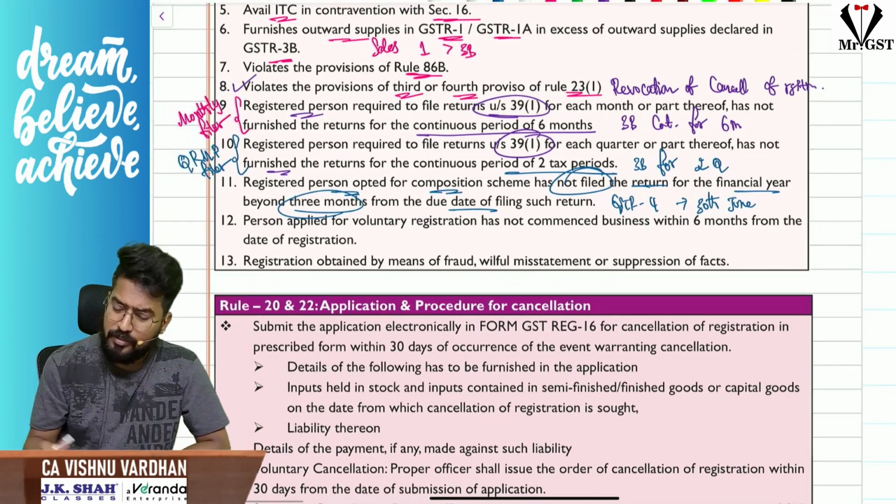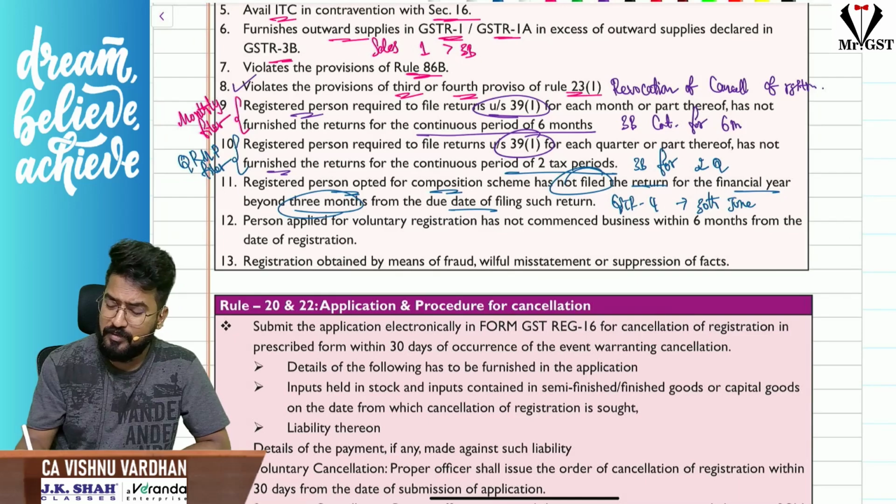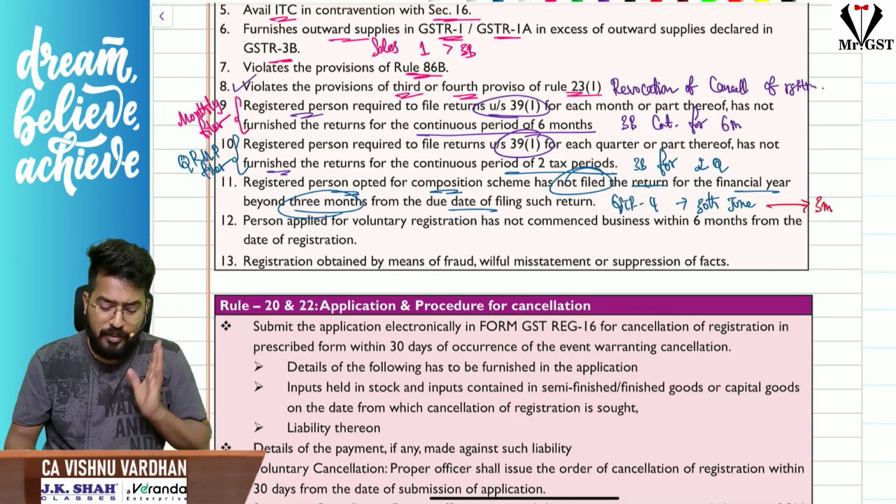Sir, that 30th June is over, sir. That 30th June is over by 3 months already. Still you did not file. Then your registration can be cancelled.